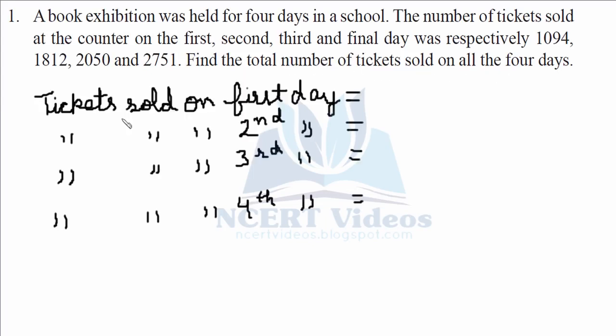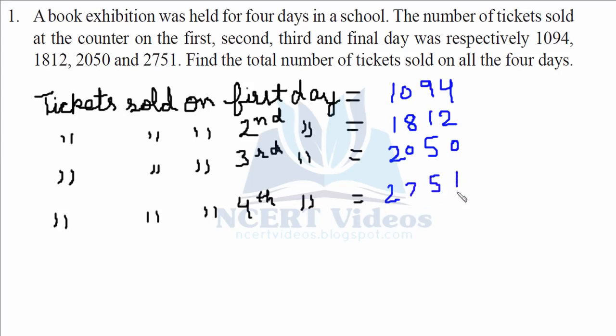So we are writing for the individual days. For the first day, it was 1094. On the second day, it was 1812 tickets sold. On the third day, it was 2050. And the final or the fourth day, it was 2751. So it is asking for total number of tickets.